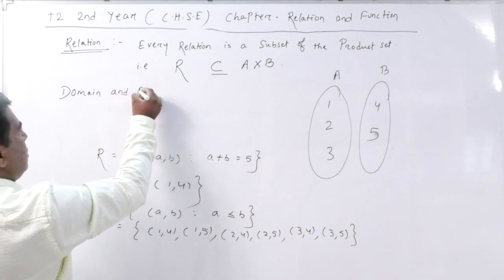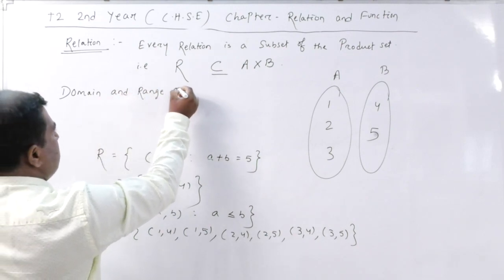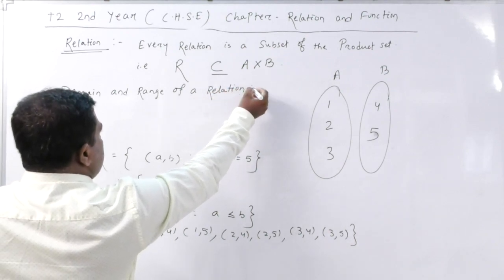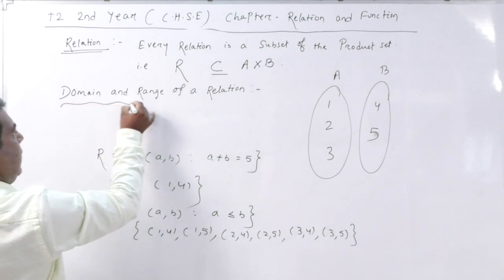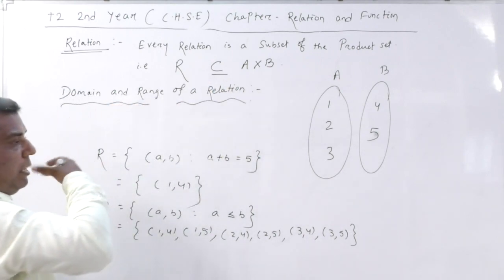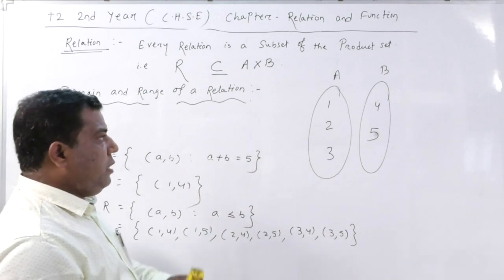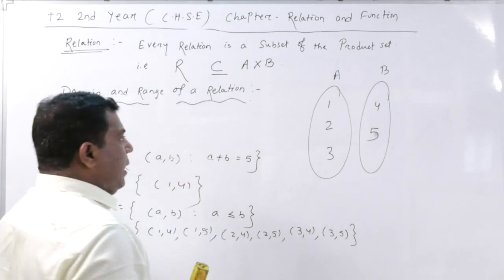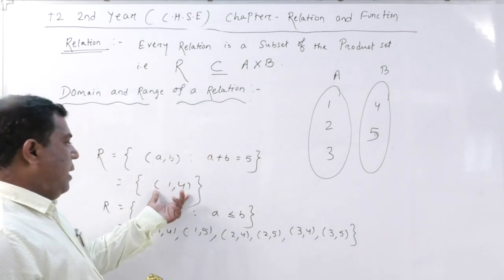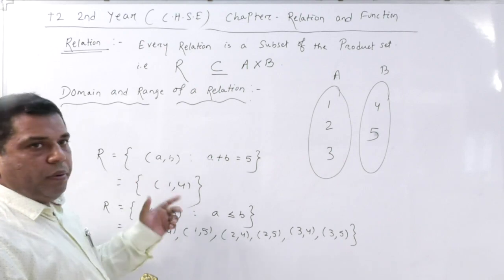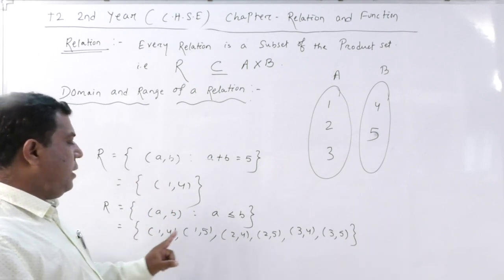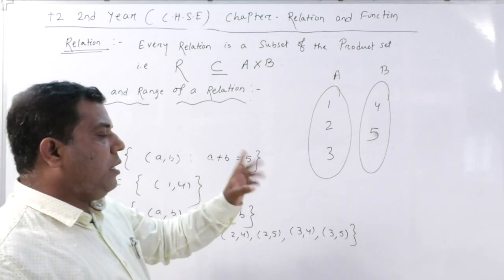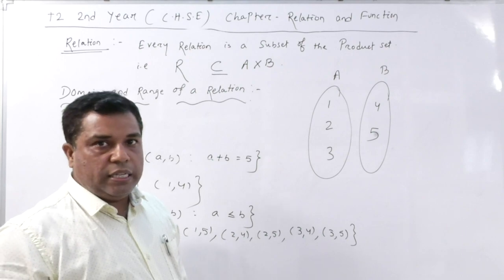Now we'll go to some other concepts of relation, that is, domain and range of a relation. If the relation is from A to B, meaning the elements of A are connected to the elements of B, then in the ordered pairs involved, the first elements are called the domain set, and the second elements are called the range set.